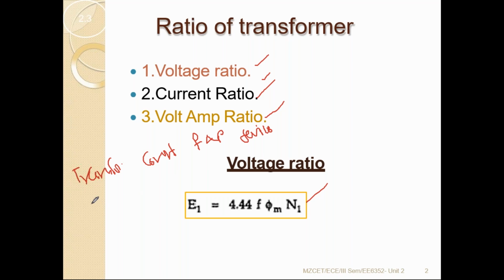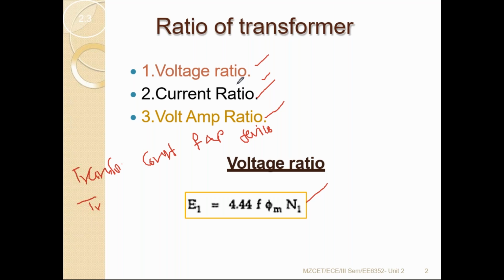Okay? And transformer is a variable voltage and variable current device. Here when the voltage is high, current will be low. When the voltage is low, current will be high. So remember these two points. And transformer is a static device, whether it is true or false. Transformer is a static device. True, sir. Right. True. Okay?